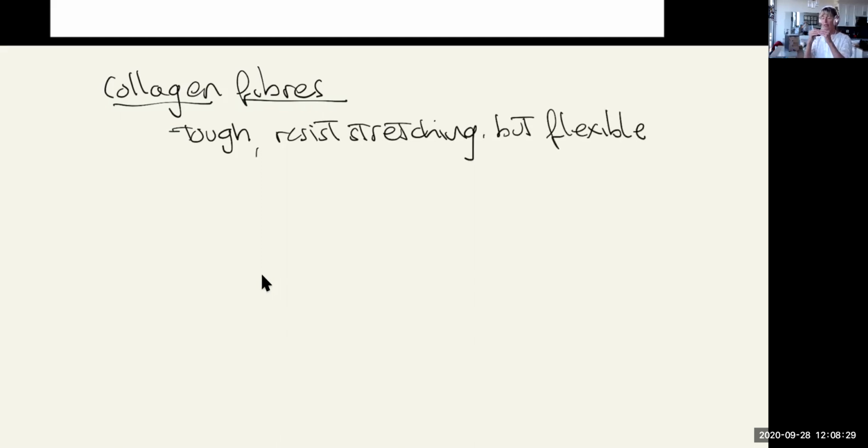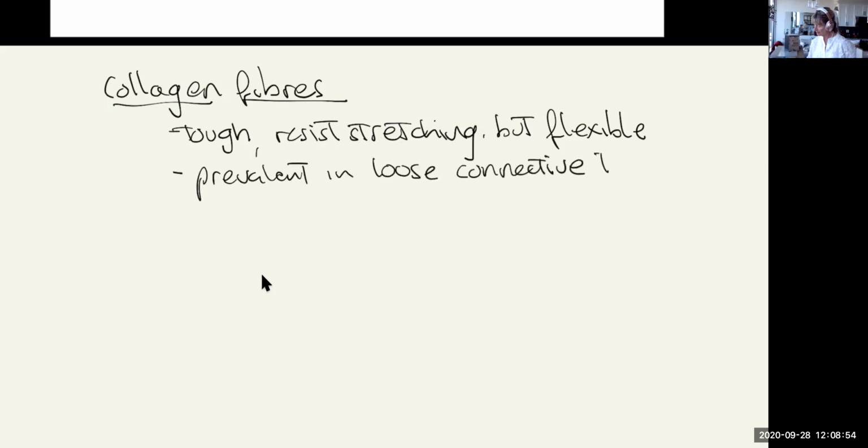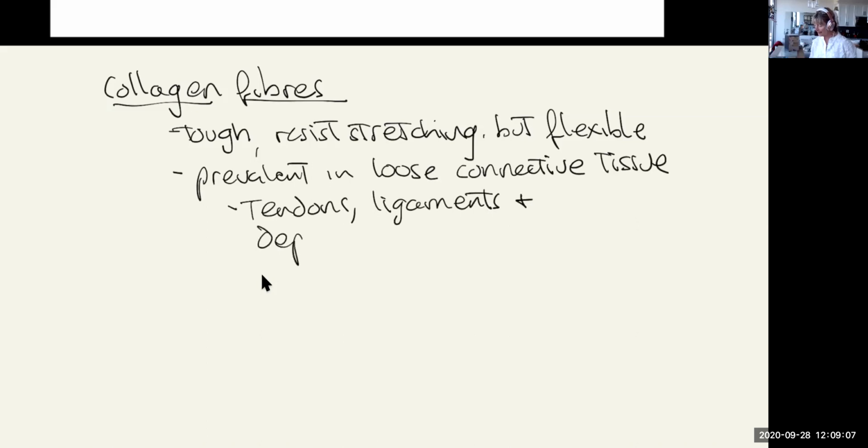So they move, but they don't stretch. They make up, or I should say they're prevalent in loose connective tissue. And they make up ligaments and tendons. And the deep layer of the skin.